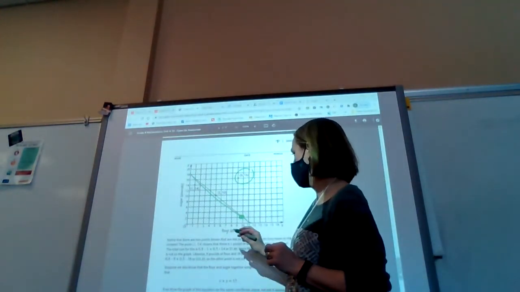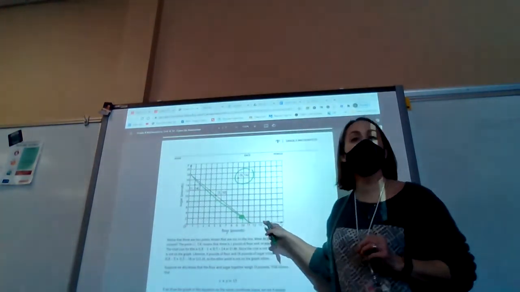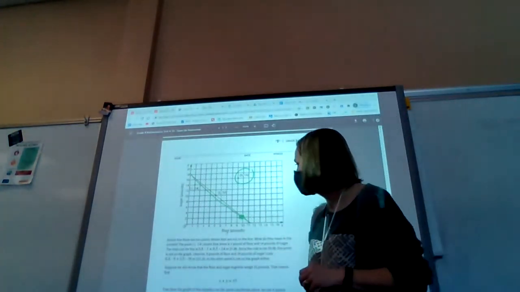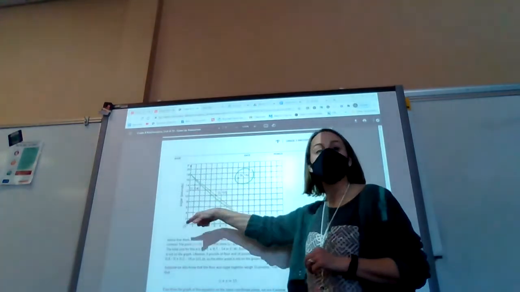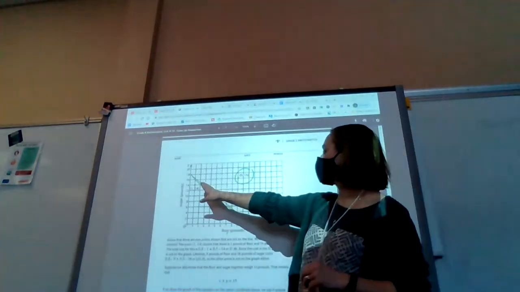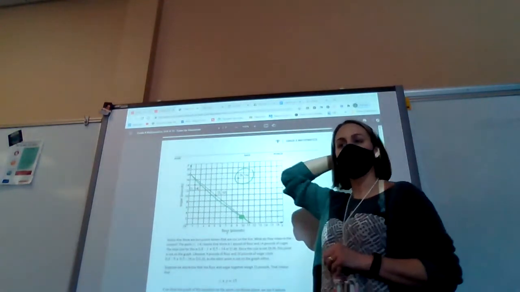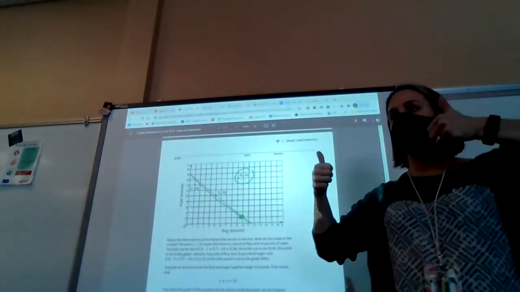Oh, everything on that line is $9? Everything on that line will add up to $9. And then anything below it is below $9 and above is more. So anything down here is going to cost less than $9, and anything here is going to cost more than $9. Give me a thumbs up if that makes sense.